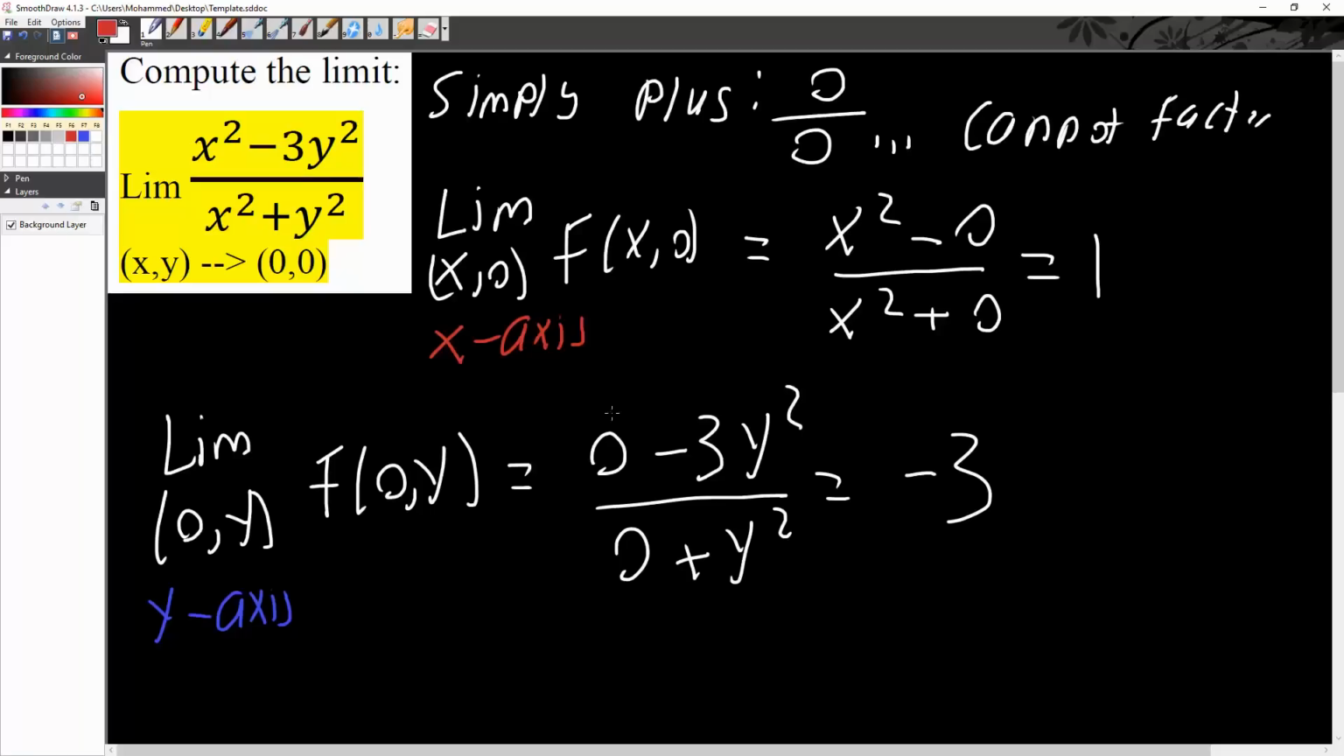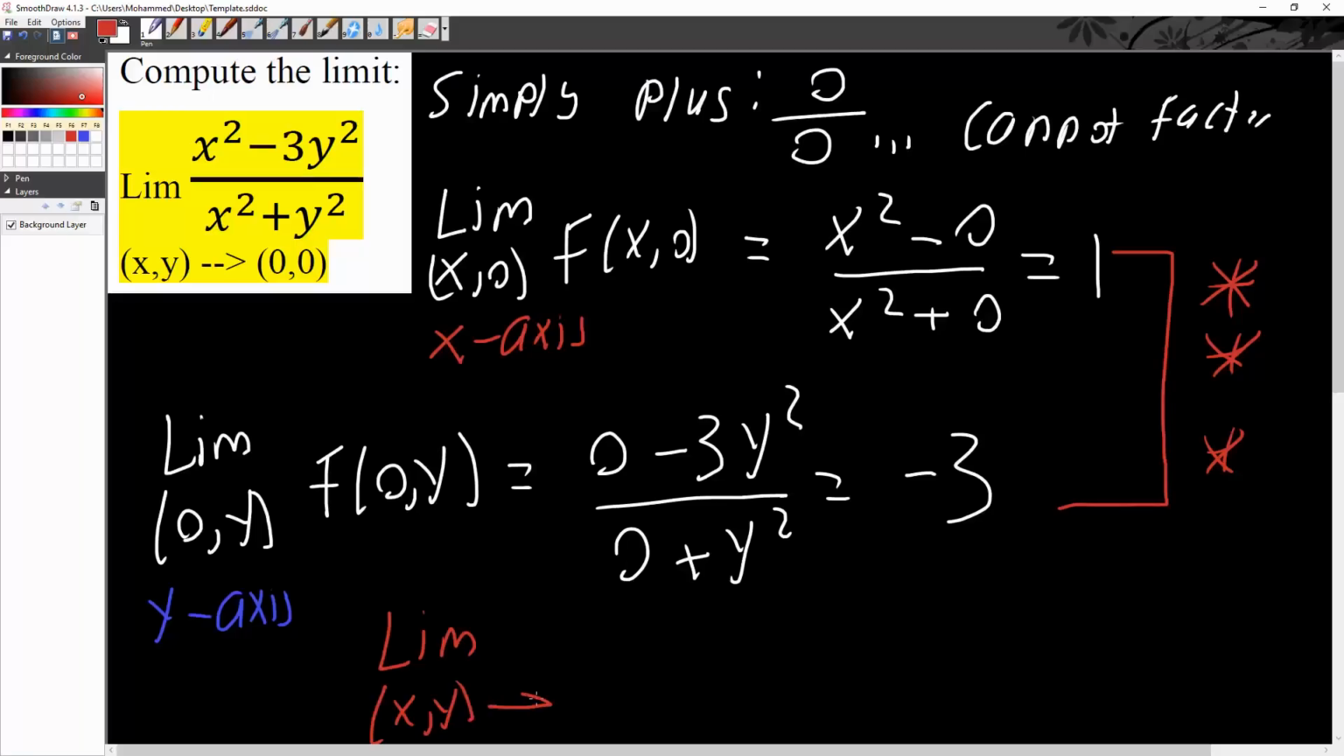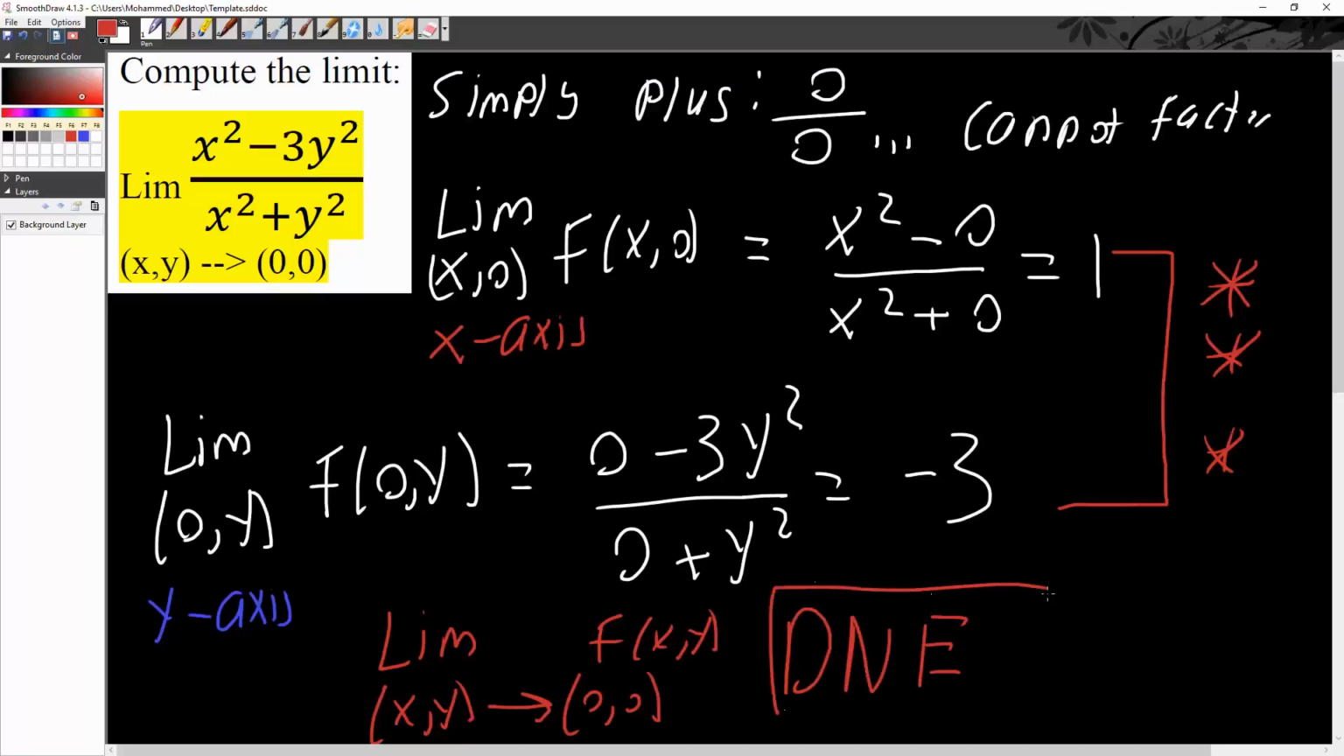And this is the important step. So 1 and negative 3 are not a match. And so what we're going to actually say is the limit as (x, y) approaches 0 of f(x, y) does not exist, or is undefined. And this is our final answer. And that's all we need to do.